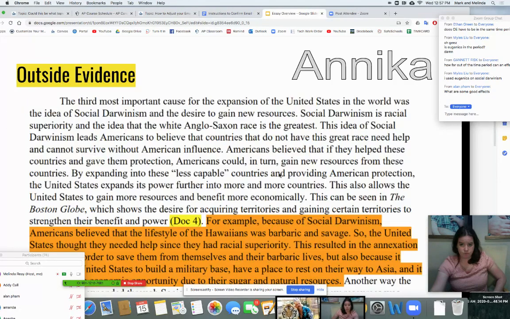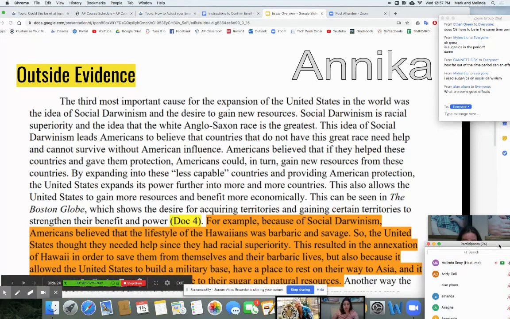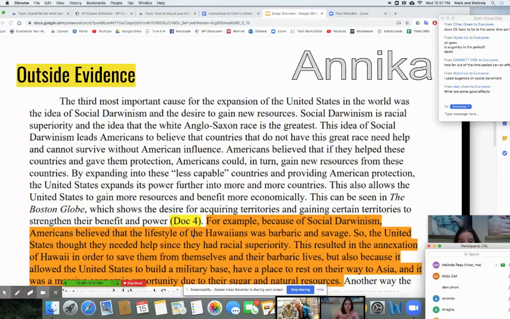So this would be a good example. This is Annika Dean's example. If you notice, she talks about social Darwinism, and then she says, for example, because of social Darwinism, they went and took over the Hawaiian Islands, and then she goes into that as well. So this would be an excellent example of what a perfect paragraph would be, of explaining the document very, very well, and then talking about social Darwinism and why we took over the Hawaiian Islands.